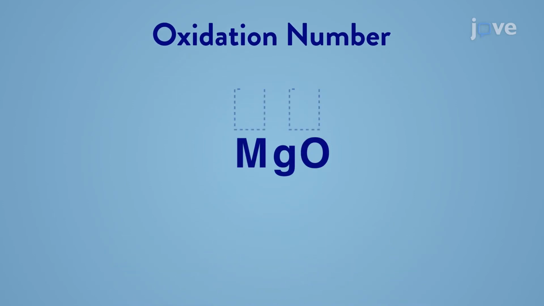Let's look back at magnesium oxide. It is a neutral compound, so the sum of the oxidation numbers for magnesium and oxygen equals 0. Magnesium can give 2 electrons, so its oxidation number is +2. Oxygen can accept 2 electrons, so its oxidation number is -2.